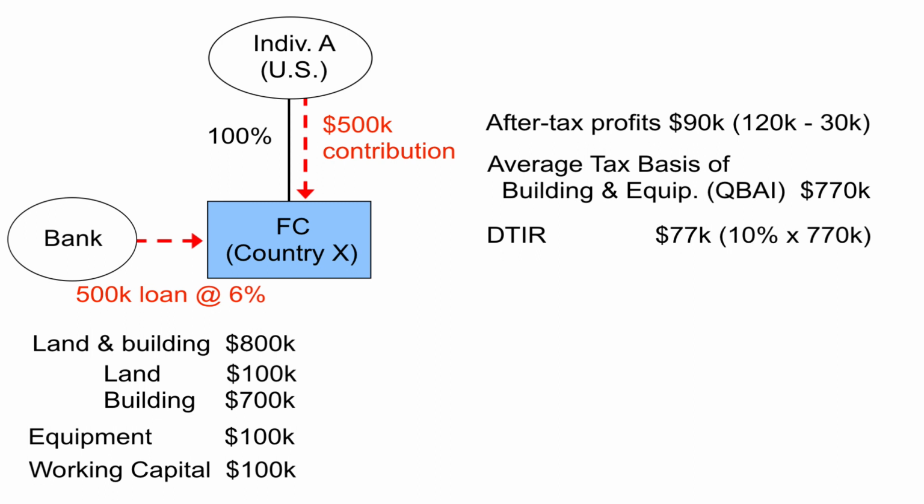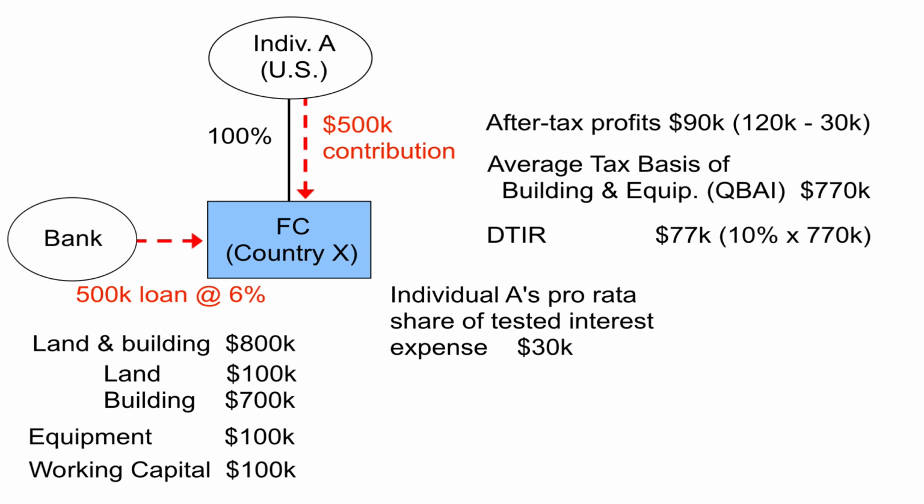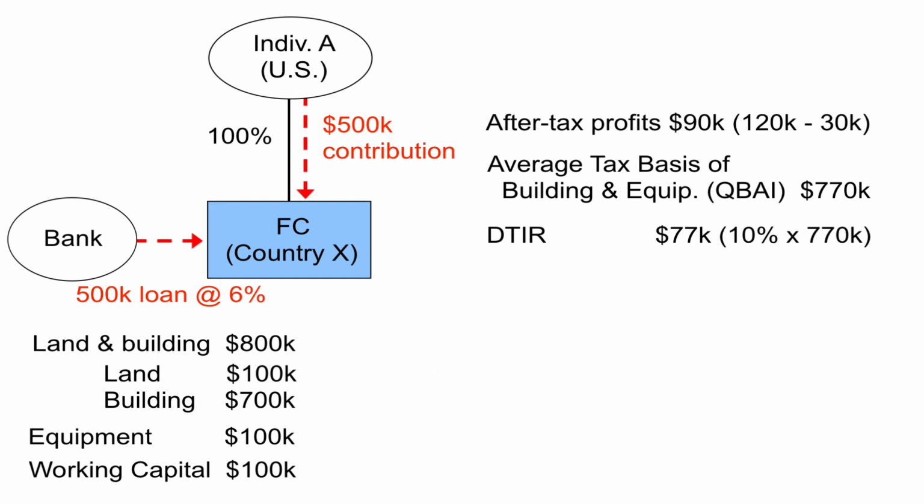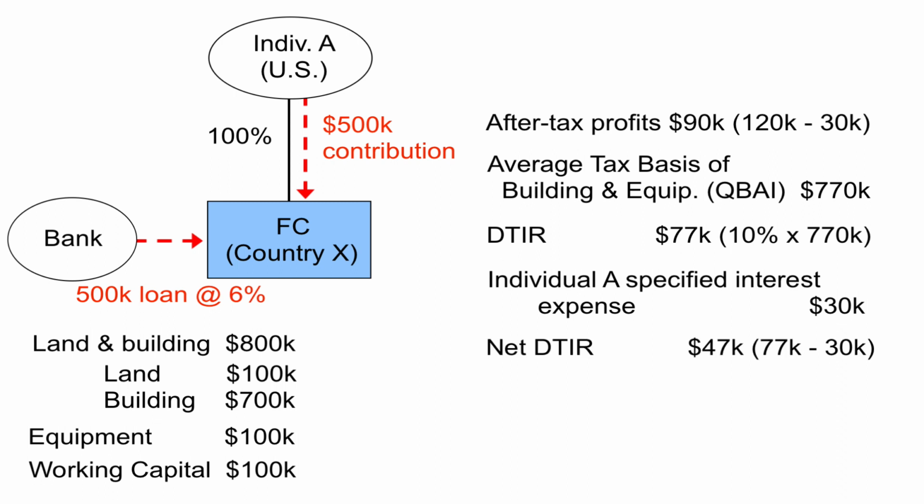However, in this case, FC had tested interest expense of $30,000. Individual A's pro rata share of the tested interest expense was $30,000. Since individual A had no tested interest income for the year, individual A's specified interest expense would be $30,000. Therefore, individual A's net DETR is $47,000, or 10% of QBI, $77,000, minus specified interest expense, $30,000.